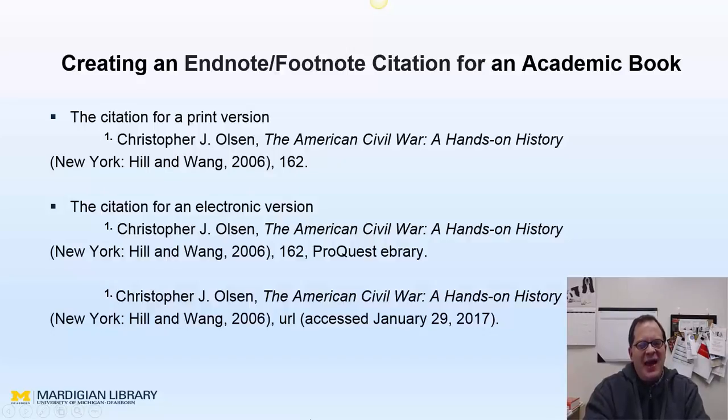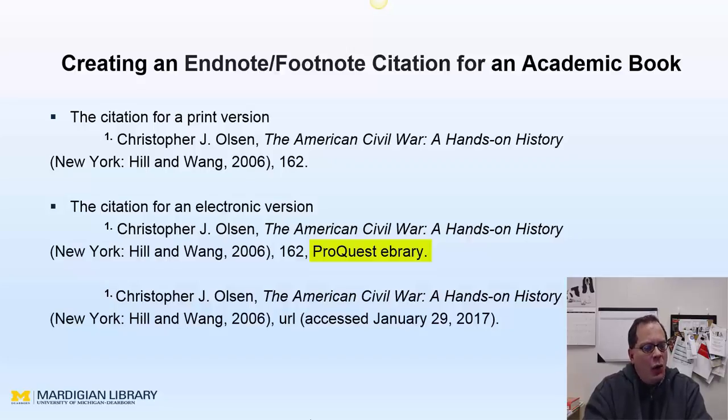Okay, let's say that this item was available electronically. The only thing that would change in this citation now is how you're viewing the item. That would be an addition to the citation. So you see here in the second citation, ProQuest eBrary. ProQuest eBrary is a collection of books that the library has electronically, and that's the provider.